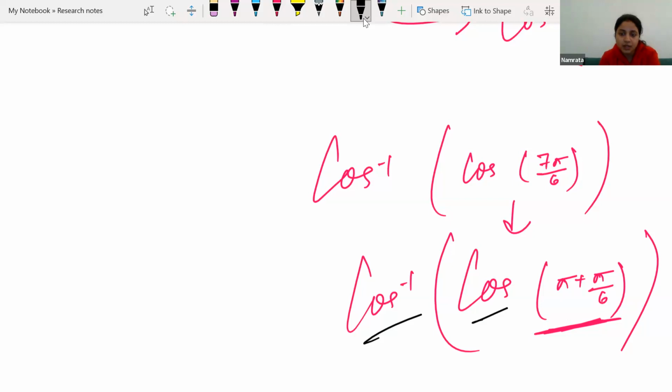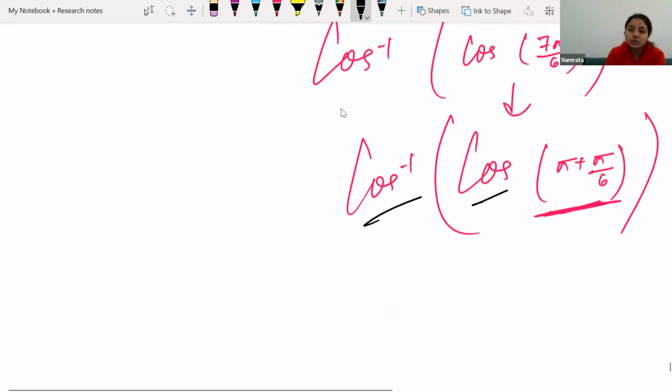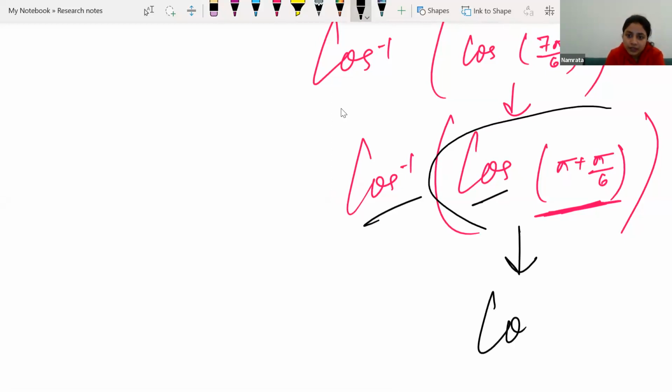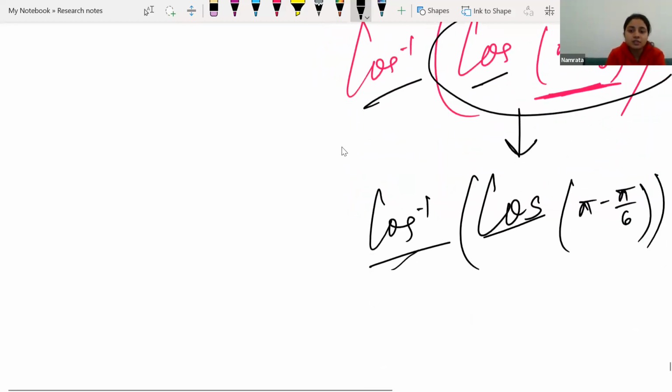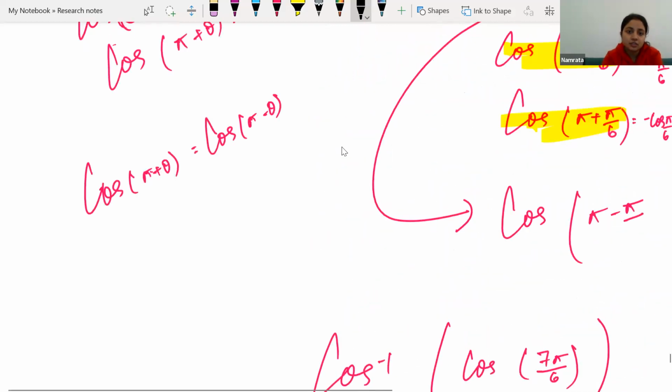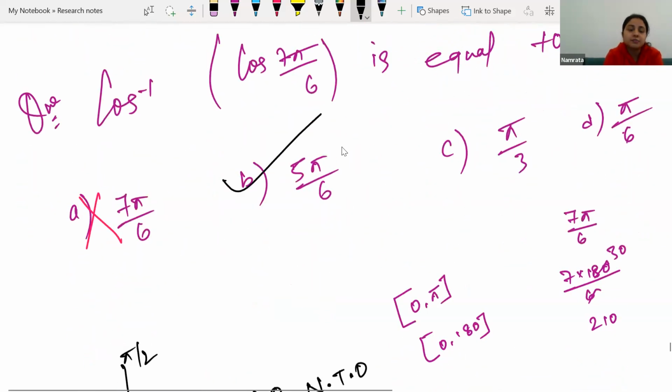So what we are going to do, we are going to write this as cos of pi minus pi by 6 instead. We are going to use this concept, and hence cos inverse and cos will just remove each other, and we will be having pi minus pi by 6, that is 6 pi minus pi by 6, and we will get the answer 5 pi by 6. Let's see whether this option is there or not. Yes, 5 pi by 6 will be the correct option. Are you getting it?